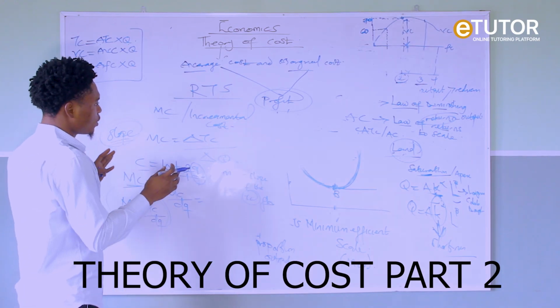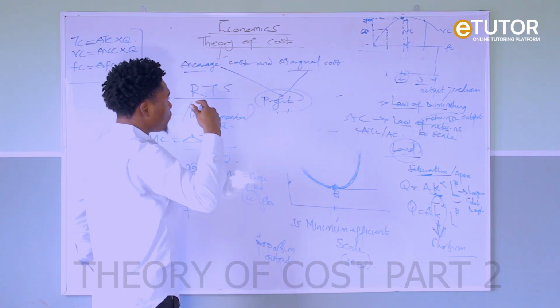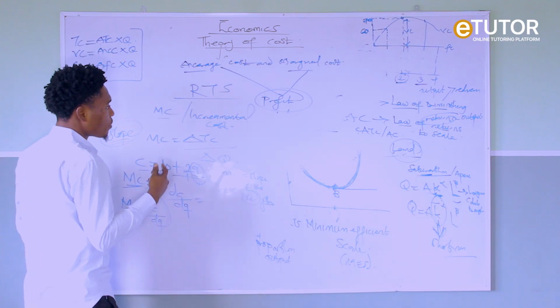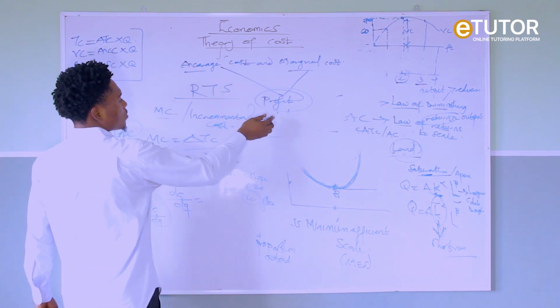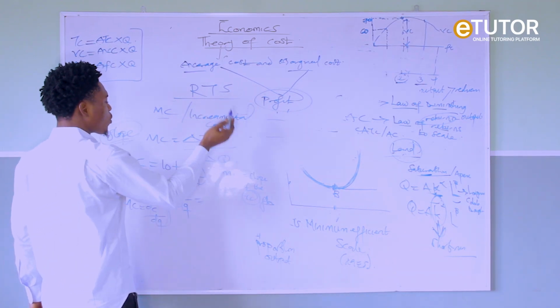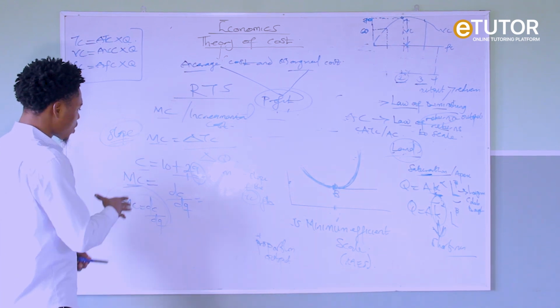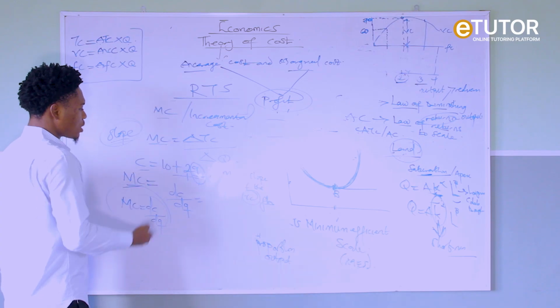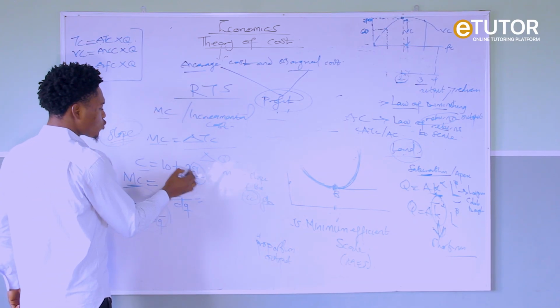When you have a table, you have your TC, you have your quantity, you have your variable cost, and you want to get your marginal cost, just find the difference between the current cost and the initial cost, the current quantity and the initial quantity to get your marginal cost. But when you have a cost function, what's the cost function? Relation between your cost and quantity.